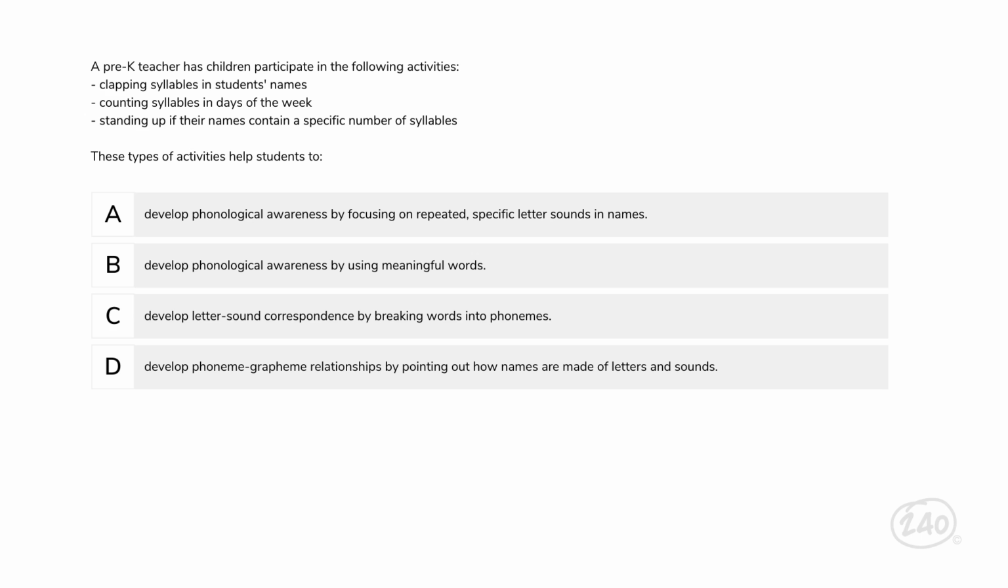Let's look at one more from Category 1. This one's about phonological awareness. A pre-K teacher has children participate in the following activities: clapping syllables in students' names, counting syllables in days of the week, and standing if their names contain a specific number of syllables. These types of activities help students to develop phonological awareness by focusing on repeated, specific letter sounds in names, develop phonological awareness by using meaningful words, develop letter-sound correspondence by breaking words into phonemes, develop phoneme-grapheme relationships by pointing out how names are made of letters and sounds.